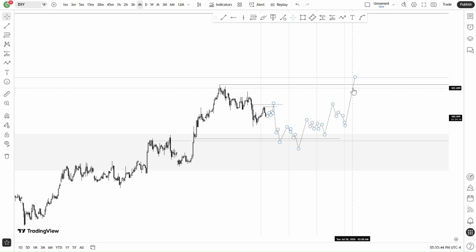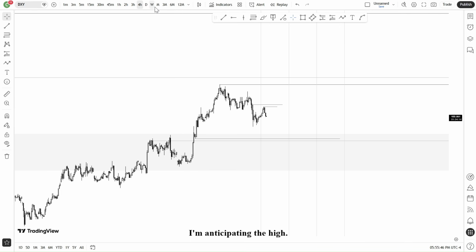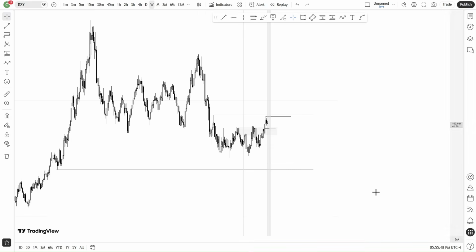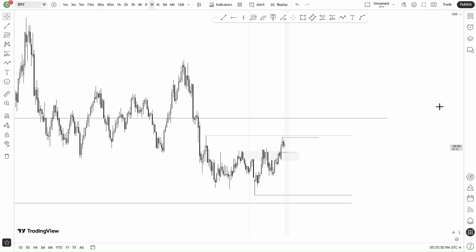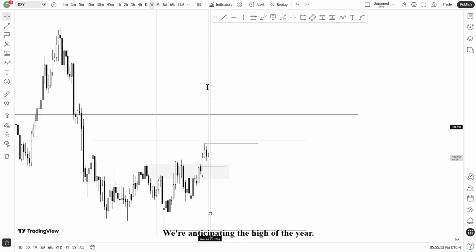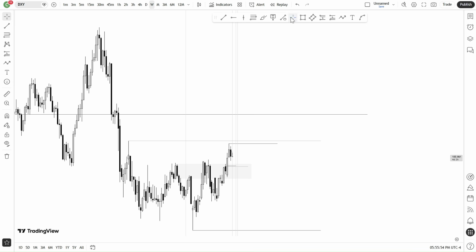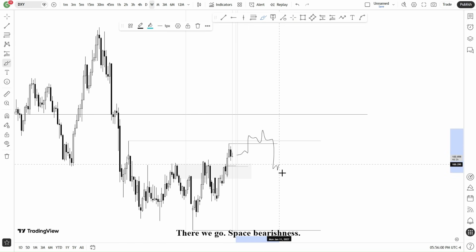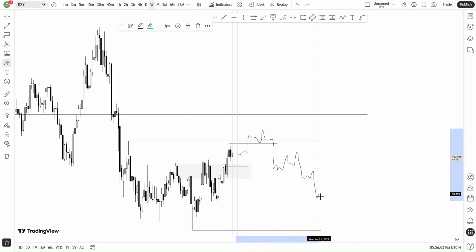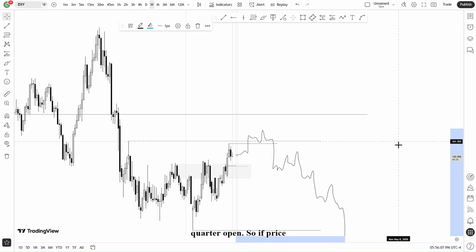And overall, I'm anticipating the high. I'm anticipating the high of the year. Then we can anticipate bearishness towards this guy until fourth quarter open.